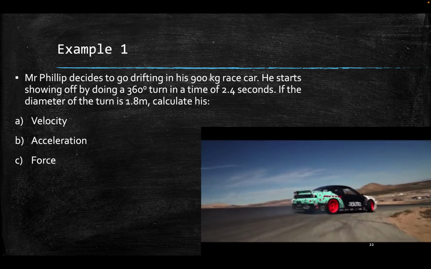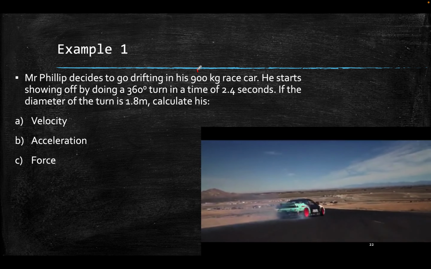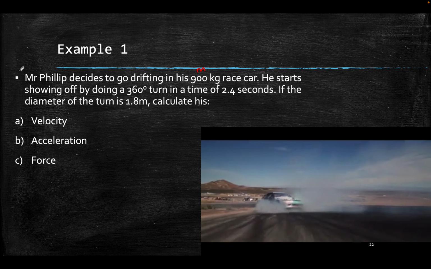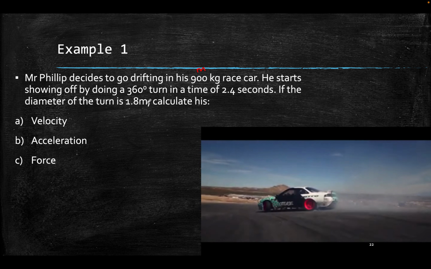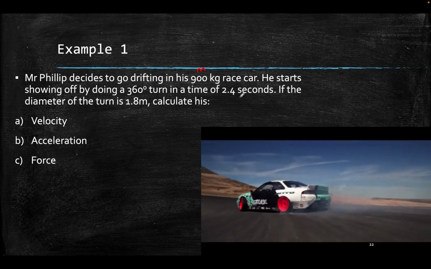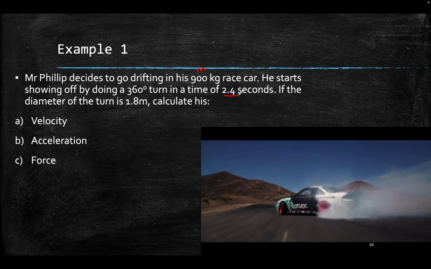Mr. Philip decides to go drifting in his 900 kilogram race car, that is a mass. He wants to show off by doing a 360 degree turn in a time of 2.4 seconds. If the diameter is 1.8, find the velocity. I do not like diameters, I want the radius, so I will have to do a half of the diameter. A half of 1.8 is 0.9. Half of 18 is 9, so that'll be 0.9 meters. There we go, that's my radius.